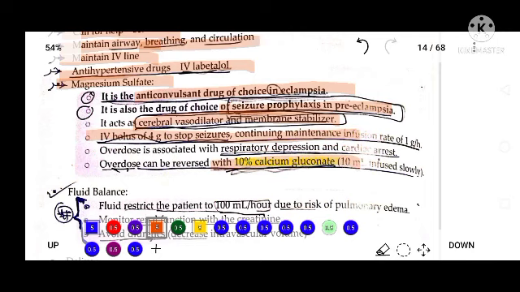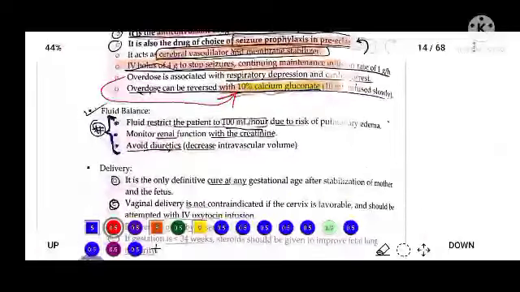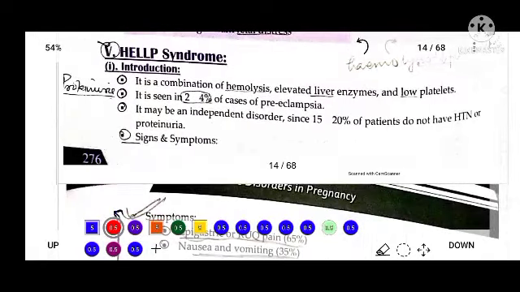If it is given in overdose, the treatment for overdose of magnesium sulfate will be 10% calcium gluconate. So this is the antidote for magnesium sulfate. In this way, we can manage the patient of eclampsia. And another condition which can happen in antepartum pregnancy is HELLP syndrome.